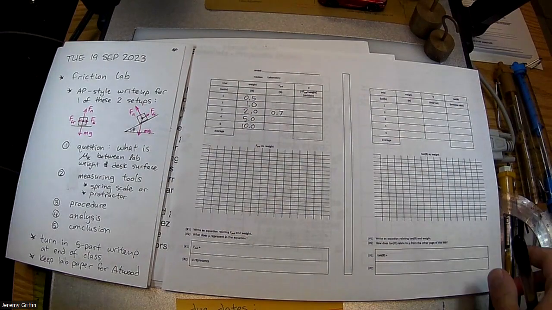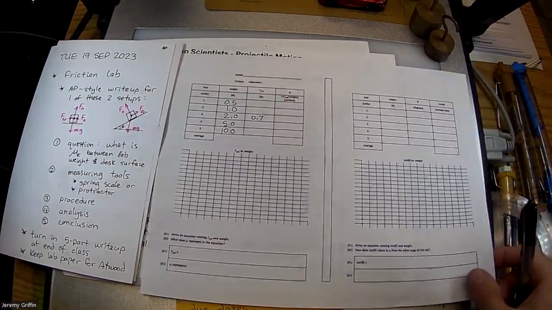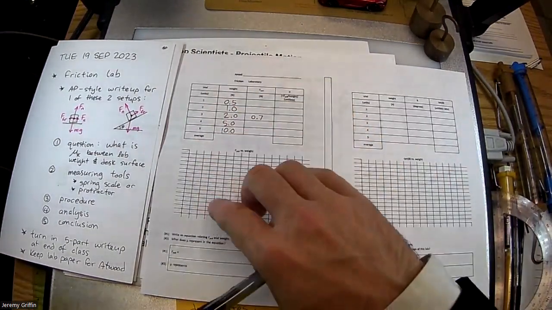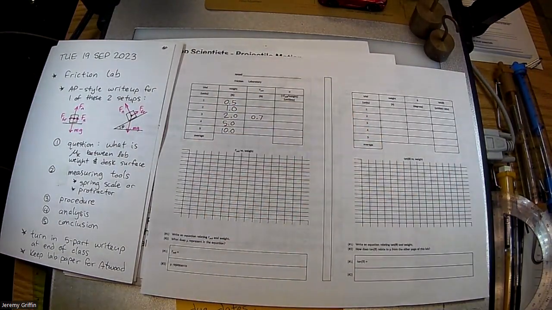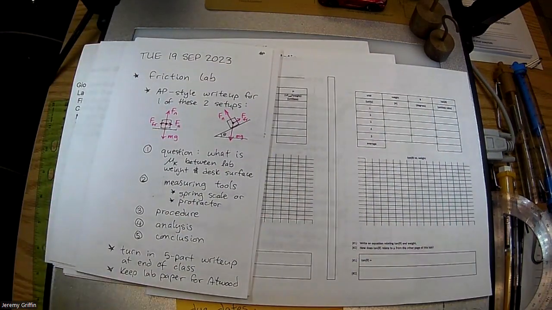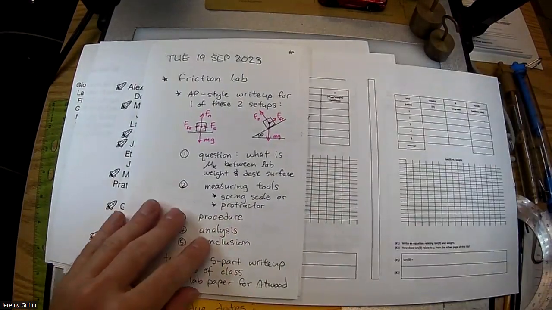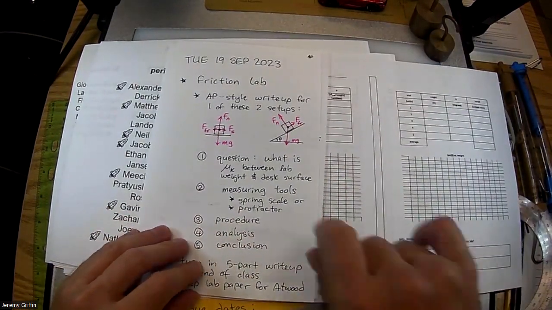The big picture here is that there's actually more than one way you can find the coefficient of friction. I've been leading you through the straightforward way, but that's just the first half of the lab. I'm going to have you do an AP-style write-up, and at the end of class today, before the bell rings, I'll go through and have you score it. I'll let you pick which write-up you want to do. We're going to do 2 setups.